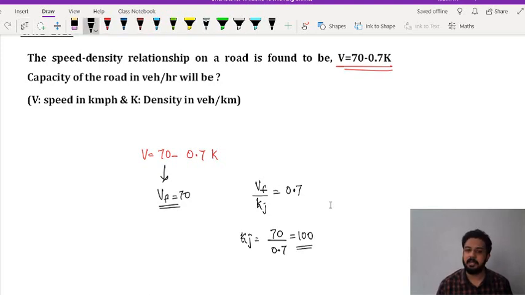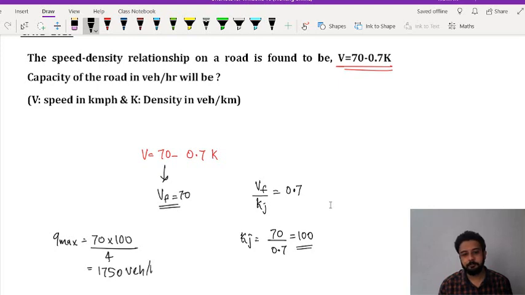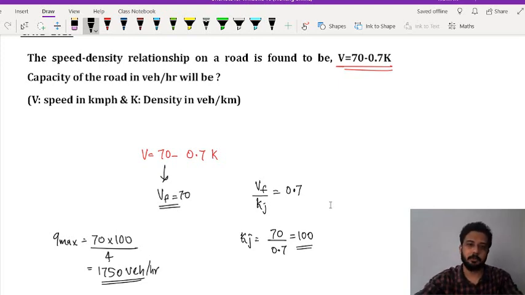See, very easily we are getting Vf and Kj. Now how much will be your Qmax then? 70 into 100 divided by 4. So 7000 divided by 4 will be 1750 vehicles per hour. That's your final answer. So you can practice in the other method also, same answer you are going to get.